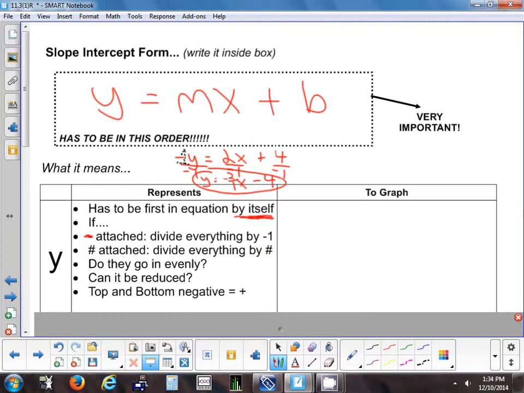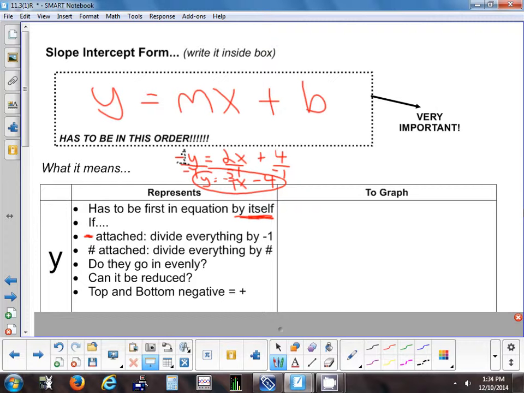If I have a number attached, like a 2, a 5, a -2, whatever, if there's something attached to the y, I have to divide everything by whatever number it is. It could be positive or negative, but whatever's attached to it, I have to divide by. Sometimes there might not be anything attached, but sometimes there is. So if there's a number attached, I'm going to divide everything by that number.